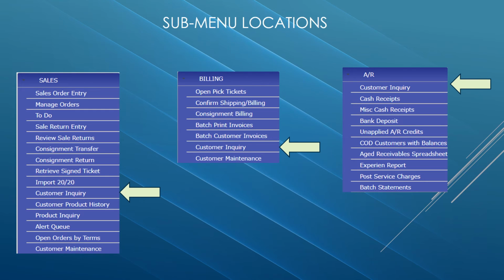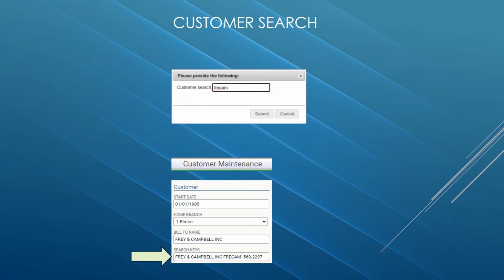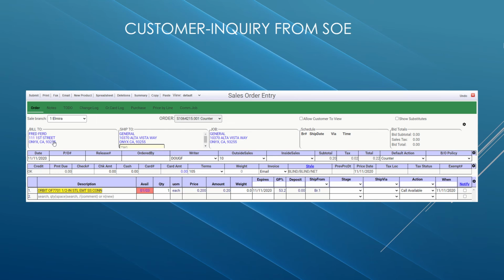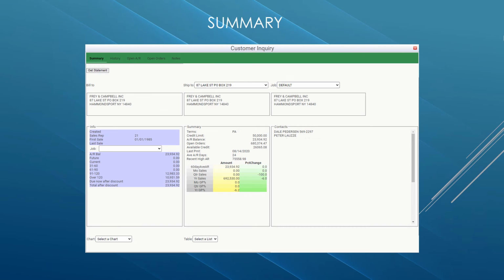Customer inquiry shows in multiple submenus in Covestone for the sake of convenience. In the search box, enter part of the customer name or any keyword that was entered in the customer record. You can also access customer inquiry by clicking on the Bill To entry in a sales order. You can select a different ship to or job to change the focus of the information shown.